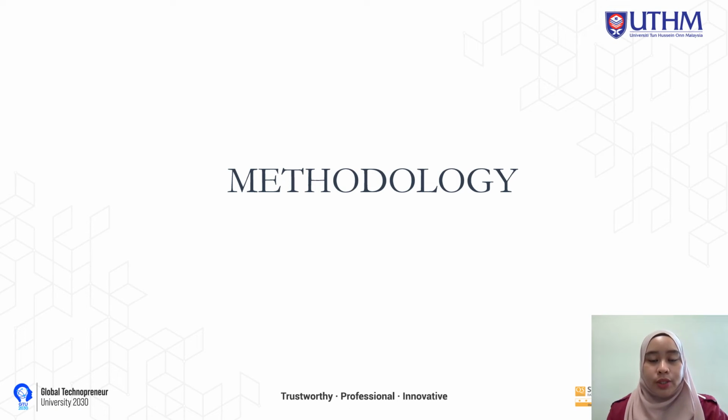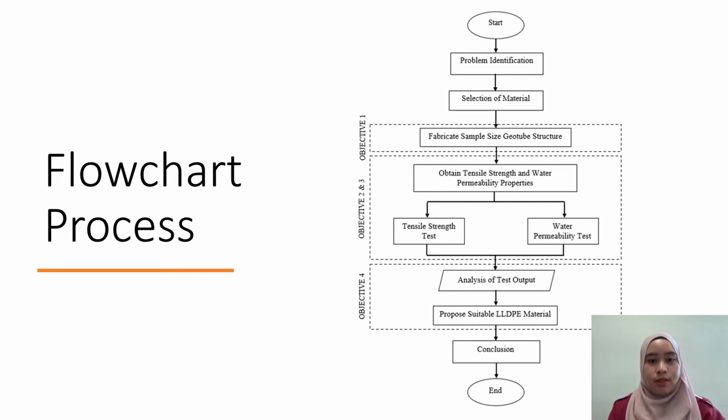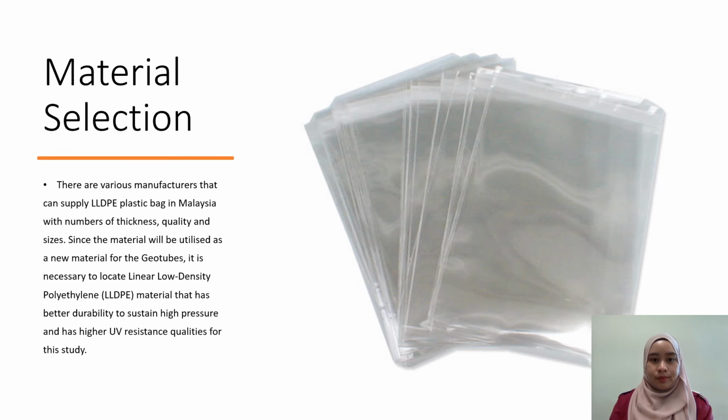So next we go through the next chapter, which is the methodology. So this is my process flowchart. This project starts at the problem identification, followed by the selection of material. Next is to fabricate the sample size of the geotube structure to achieve Objective 1. Objectives 2 and 3 can be achieved by conducting tensile tests and water permeability tests. Next is Objective 4, which consists of the analysis of the results, and finally proposing the suitable material before going to the conclusion.